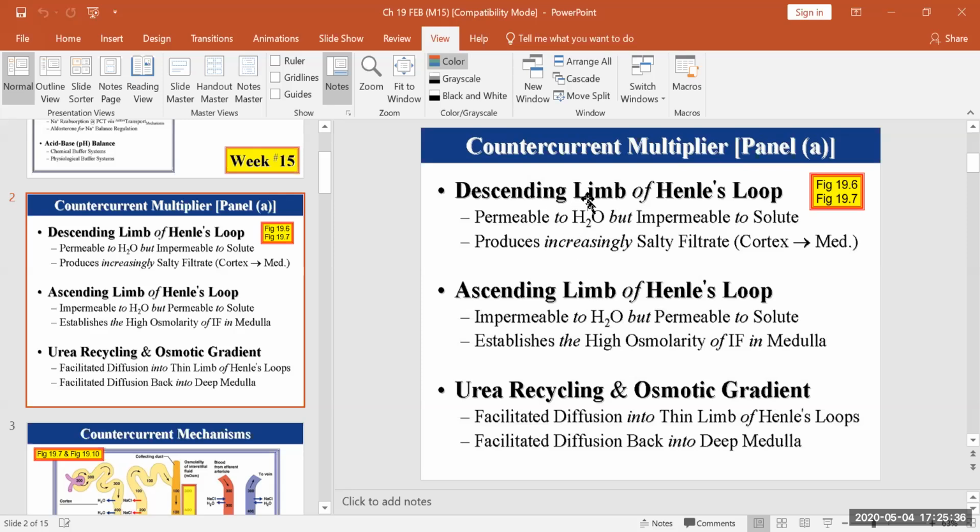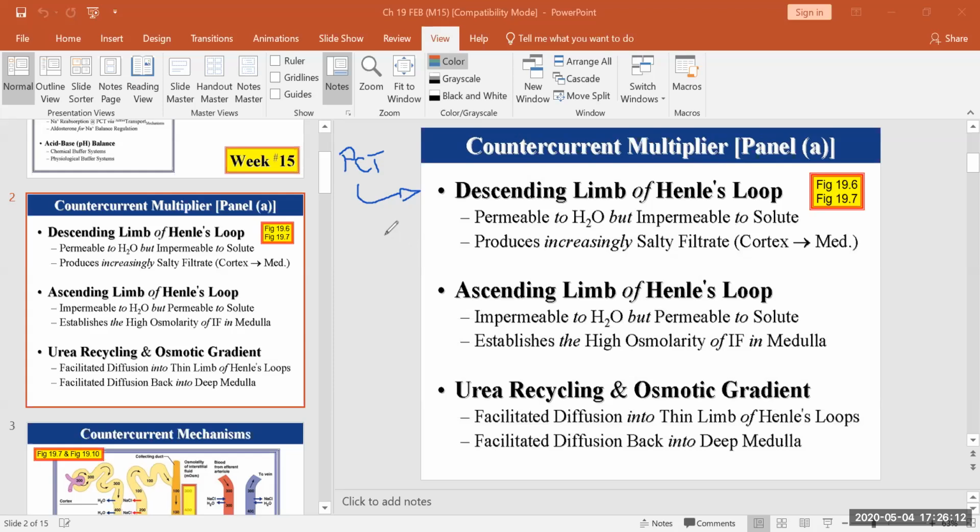The descending limb, which is basically when you're coming out of the proximal convoluted tubule, so the renal filtrate comes from the proximal convoluted tubule, enters the loop of Henle through the descending limb, right? So that's the renal filtrate. So from the PCT, proximal convoluted tubule, the renal filtrate goes into the descending limb of the loop of Henle.